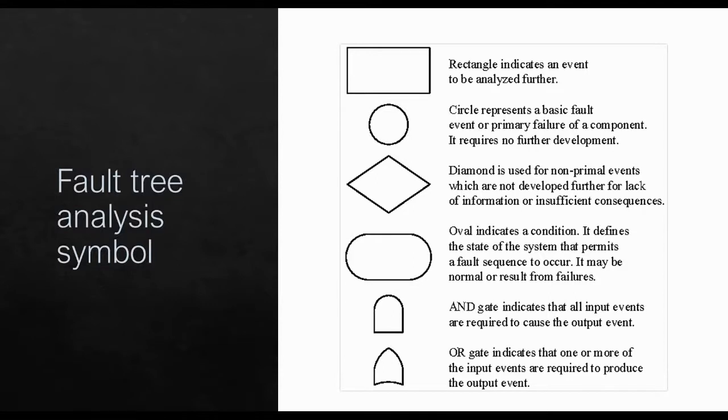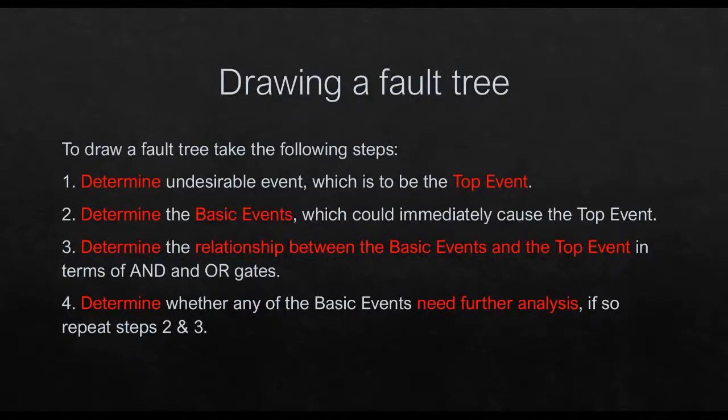And then the oval indicates a condition that defines the state of the system that permits a fault sequence to occur. It may be normal or result from failure. And then the AND and the OR gates indicate how the input events are required to cause the output event. So what AND gates mean and what OR gates mean, we will look at in the next slide.